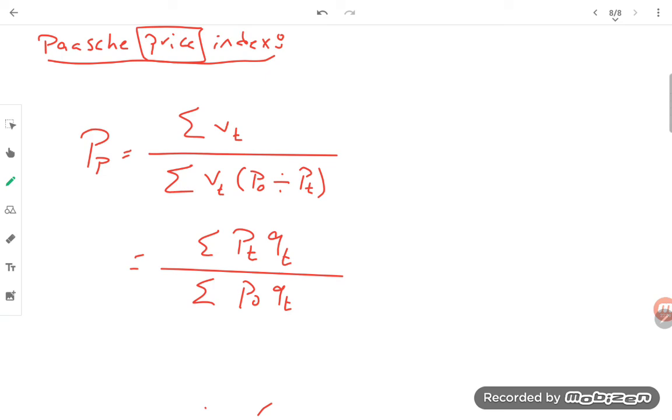So it is just the difference between Paasche and Laspeyres. It is in the form of P_t. In Laspeyres it's P_0, and Q_t in Paasche is Q_0 in Laspeyres, while the other parts are the same. So we can realize that Paasche is the reciprocal of Laspeyres.